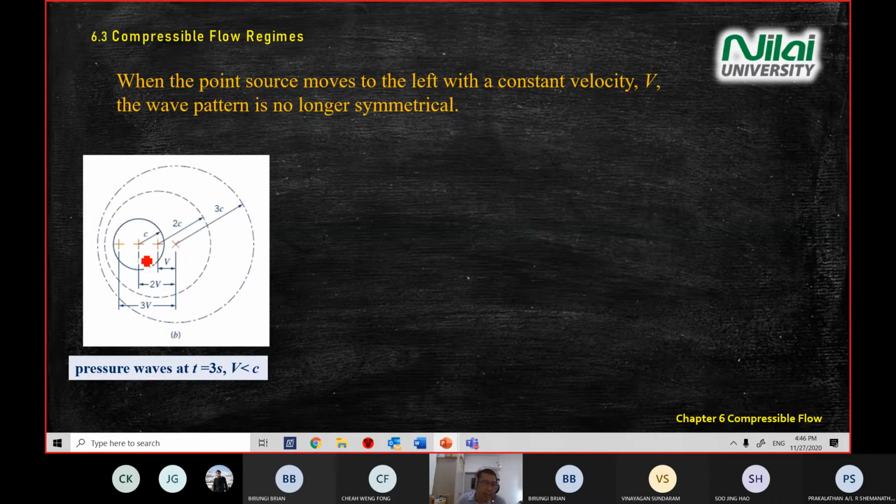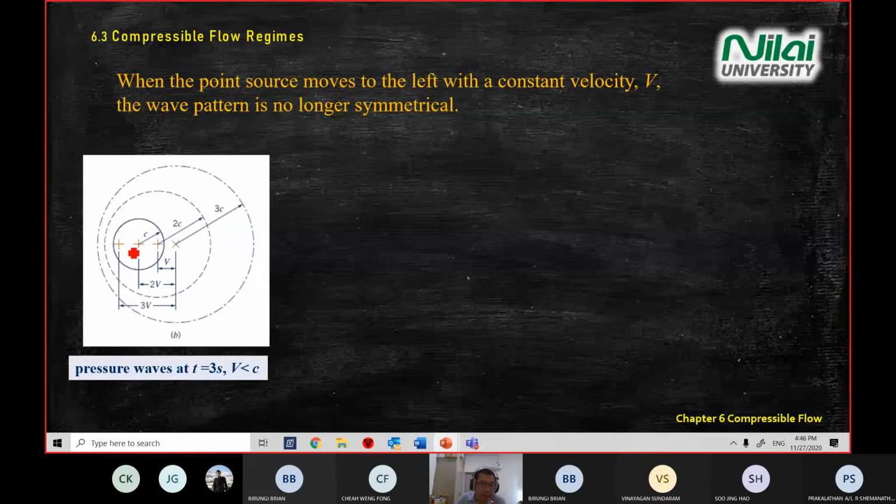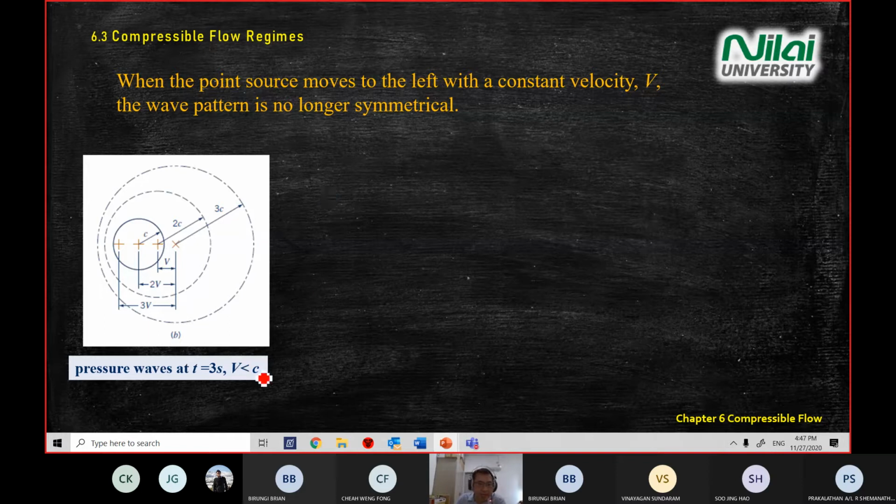Or you can start by looking at one of the circles. For example, this point, C, the second circle, and then the third source, the third circle, for example. And you will see the distance between the points is given by V. So how do you draw this diagram if you have a velocity less than C?